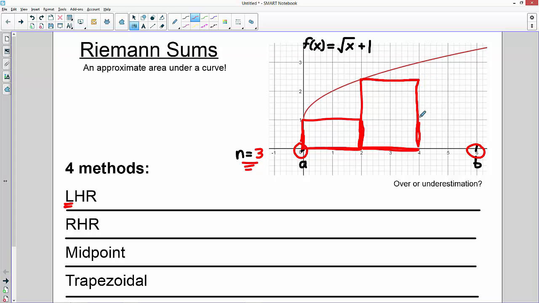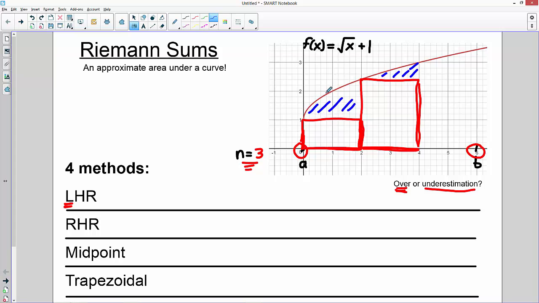Okay? Now, I wrote a little note here. Is this an over or underestimation? So I think you can kind of see that we're missing a lot of area, right? So this area is not getting covered, right? We're going to get the area inside these rectangles. It's going to ignore this blue area.